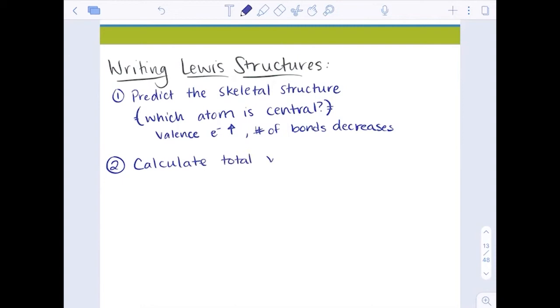Now, we only want the valence electrons because those are the ones that go into bonding. We don't need core, we just need the total valence electron count of all the atoms provided in the structure or in the molecular formula. Then we want to distribute those valence electrons, giving out octets, if we can, to outer atoms first.